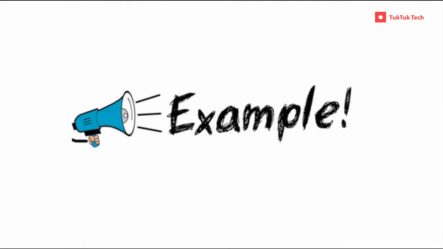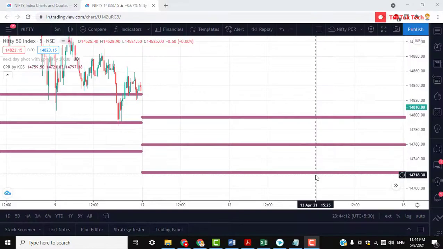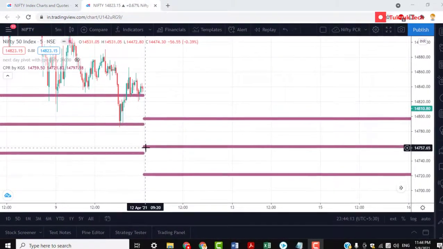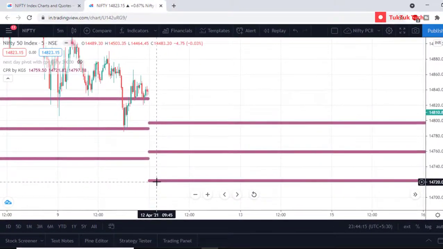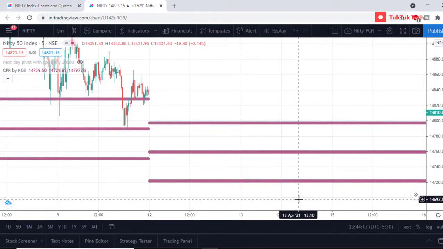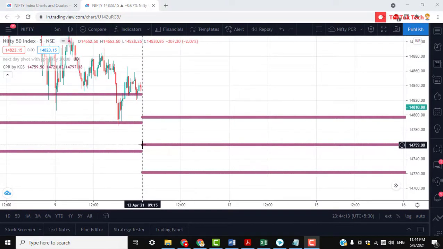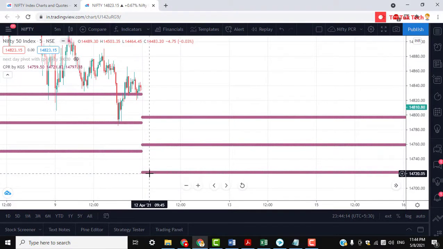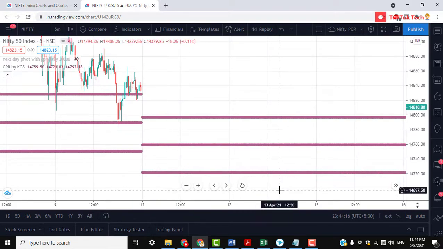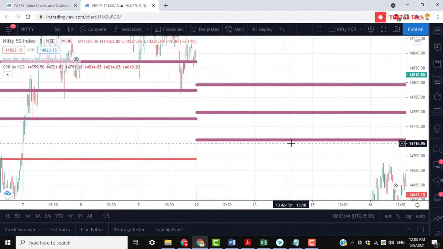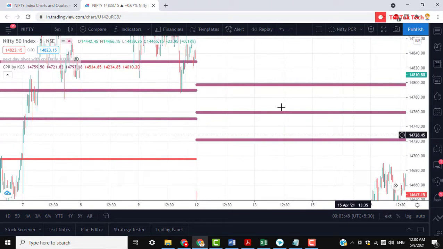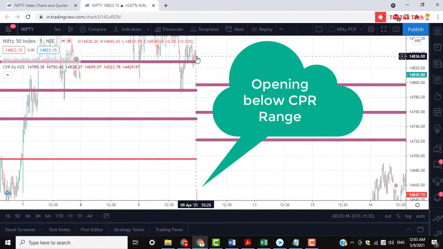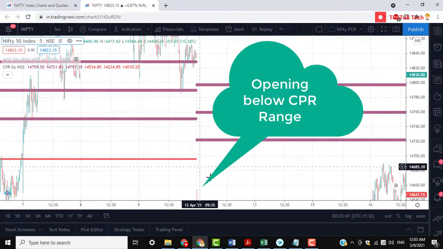Example: let's take a look at the Nifty weekly chart on 12th April 2021. That shows a clear overlapping lower value relationship. In this case, price opened the day below the pivot range, essentially accepting a bearish directional bias.